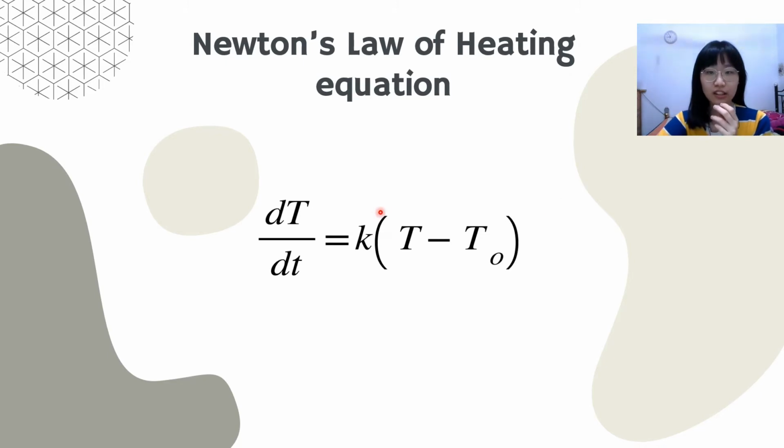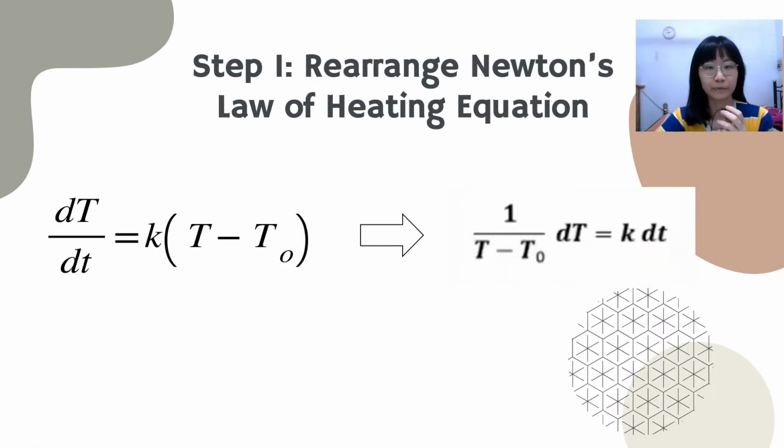So this is the Newton's law of heating equation: dT over dt equals K times (T minus T naught), where T naught is the initial temperature. The first step is we have to rearrange the Newton's law of heating equation. So dT equals K (T minus T naught) dt. Then we rearrange into 1 over (T minus T naught) dT equals K dt. We switch the position of the equation to get this.